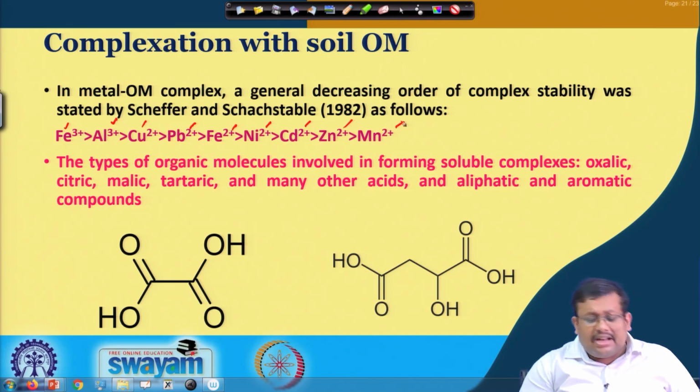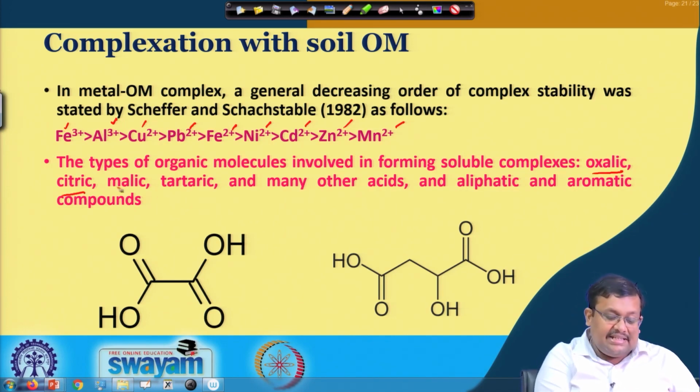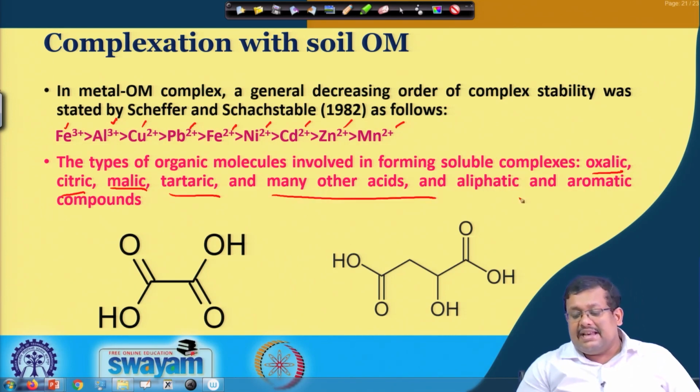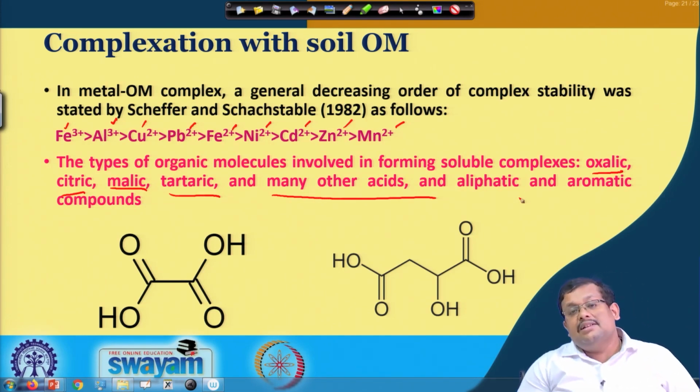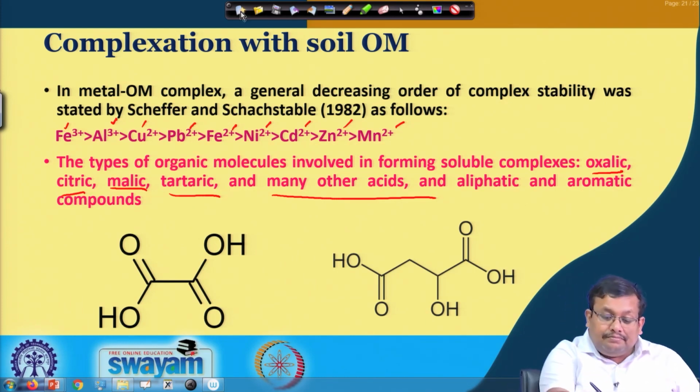The types of organic molecules involved in forming the soluble complexes are basically oxalic acid, citric acid, malic acid, tartaric acid and many other acids, and aliphatic and aromatic compounds. And these acids basically complex with the heavy metals in the sludge.